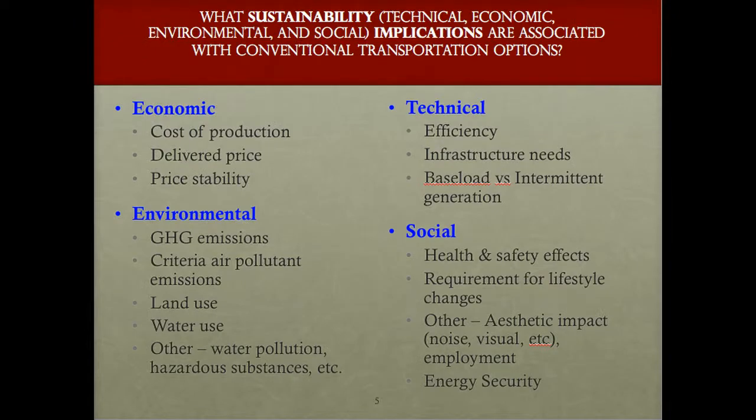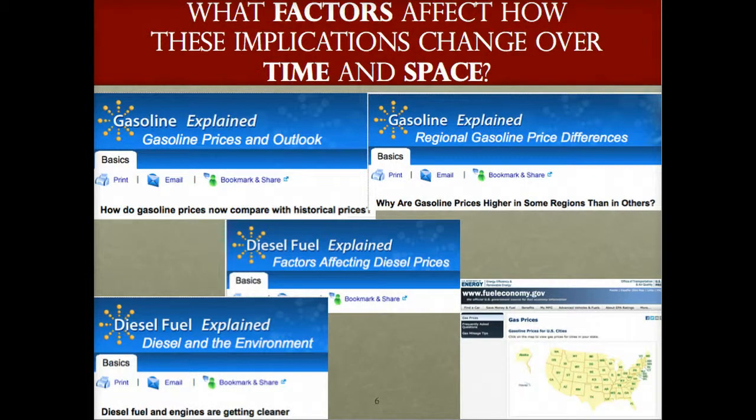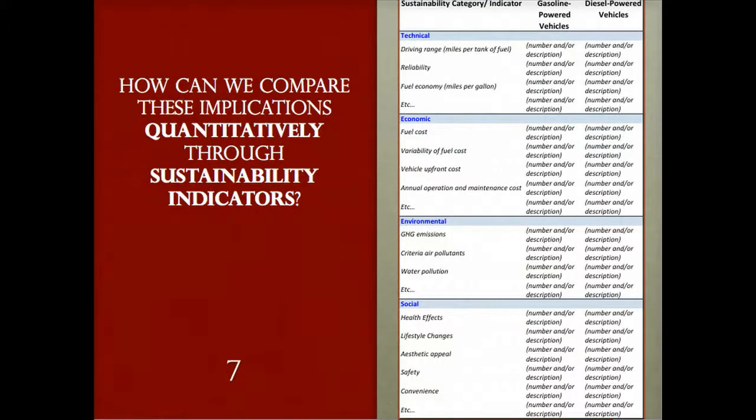The readings discuss sustainability implications associated with these conventional transportation options and are organized on Blackboard by sustainability category and fuel type. Several readings will discuss what factors affect how these implications change over time and space. Throughout the readings and videos, you will learn information about specific sustainability indicators. Some of this information will be quantitative and some will be qualitative.